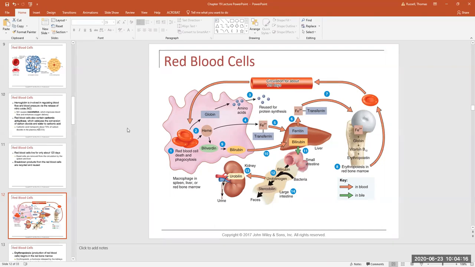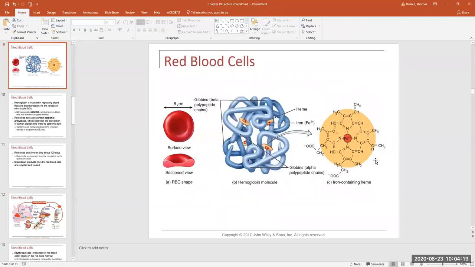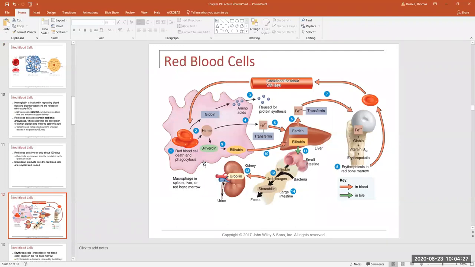But what happens to this little yellow disc after we split it open and we take the iron out of it? What happens to it? Well, it turns into a pigment. The pigment that it turns into is called biliverdin inside the macrophage.